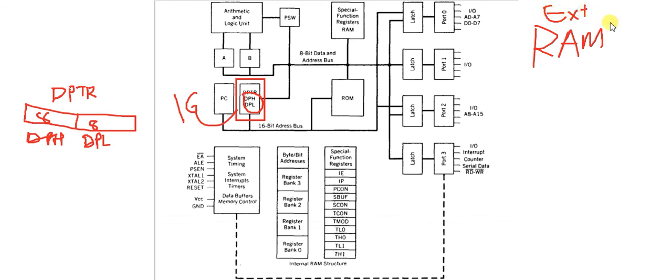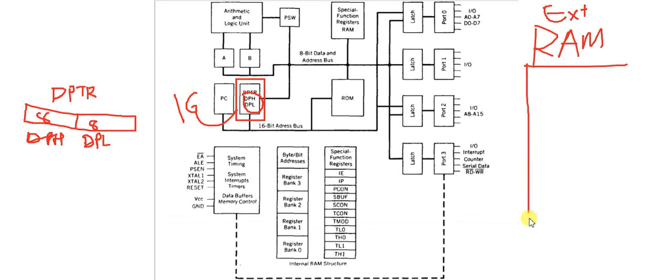Okay, so the question arises: will DPTR be used for the internal RAM? The answer is no, it will not be used for the internal RAM. Why? Because internal RAM is directly accessible by the data bus. So internal RAM need not be pointed to by the DPTR. It is directly accessible. So this pointer allows us to connect additional extra RAM if we require.